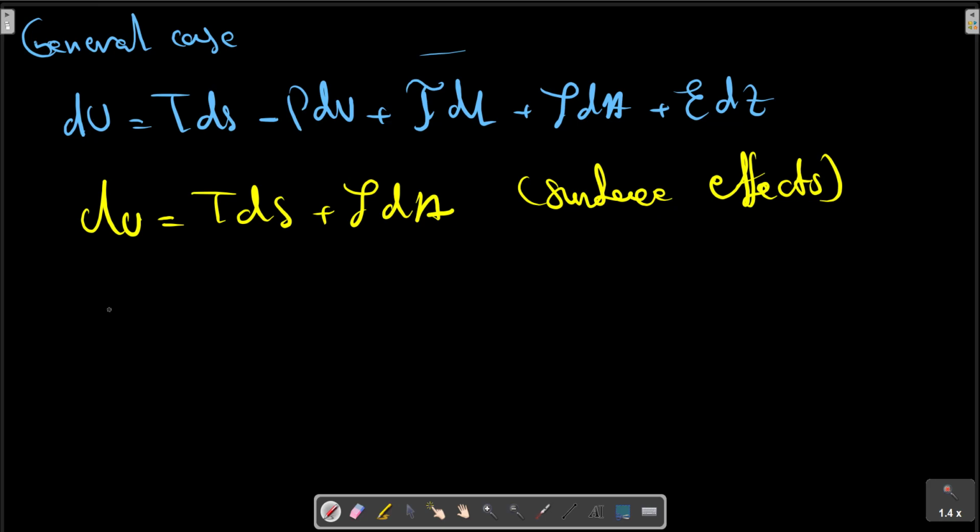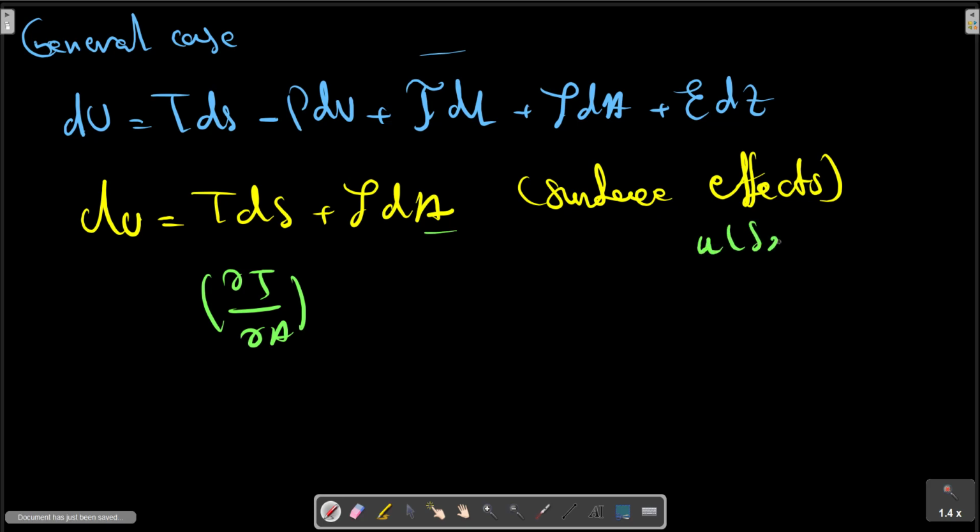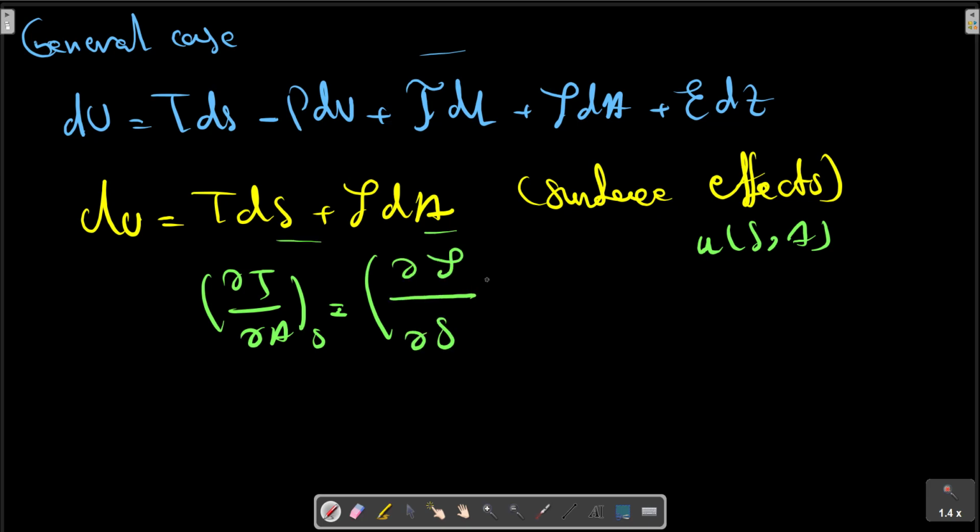We have this relation: the partial of T with respect to A, as a function of S and A, at S constant should be equal to the partial of the surface tension with respect to S at A constant.